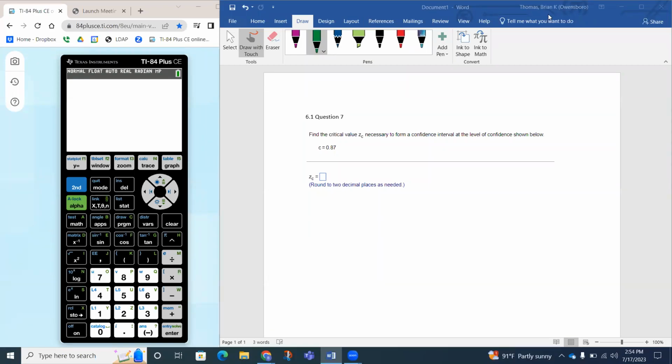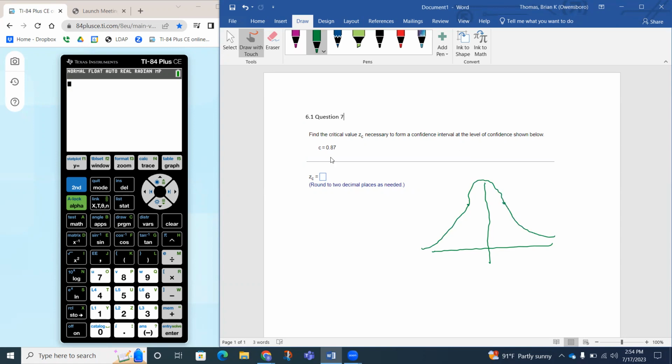So in 6.1, question 7, it's asking us to find the critical value Z necessary to form a confidence interval at a level of confidence shown below. So the confidence level is 0.87, which means 87%. A lot of this can be done by using the bell-shaped curves, so I'm going to try to create this here. This is not perfect, but this is kind of what we've got going on.